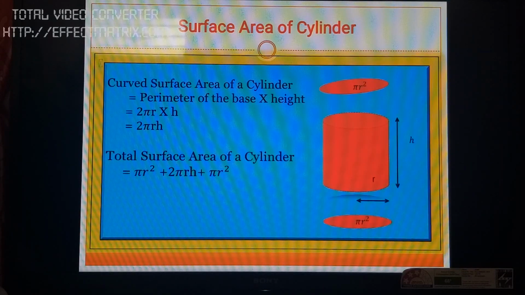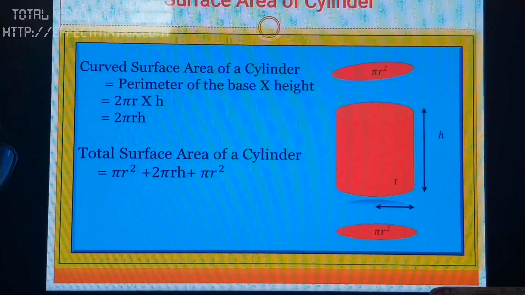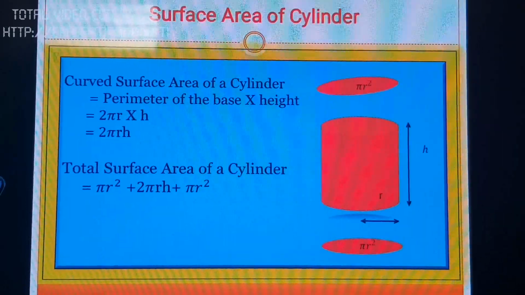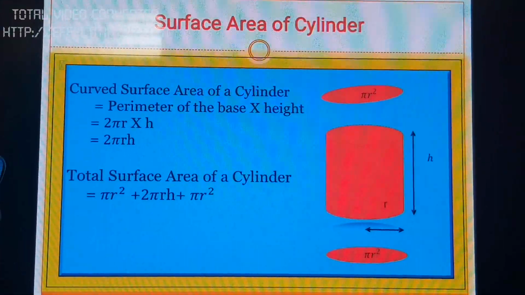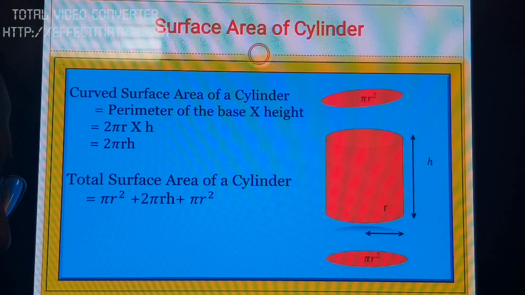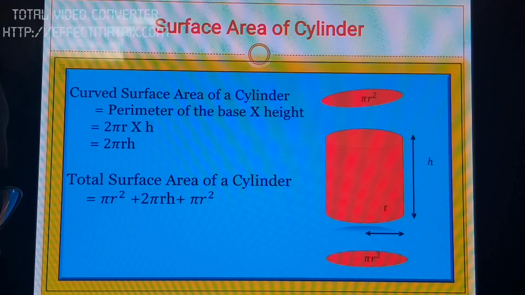And the surface area of a cylinder. A cylinder has two kinds of surface area: one is the curved surface area and another is the total surface area. The curved surface area is equal to the perimeter of the base into height. The base of a cylinder is a circle, so its perimeter is 2 pi r and its height is h. So its curved surface area is equal to 2 pi r h.